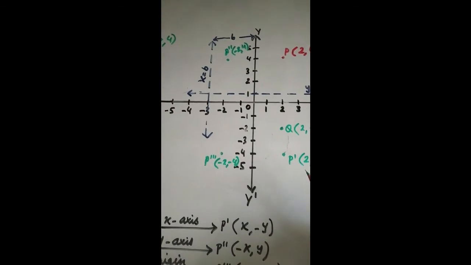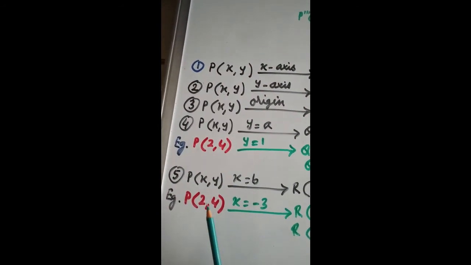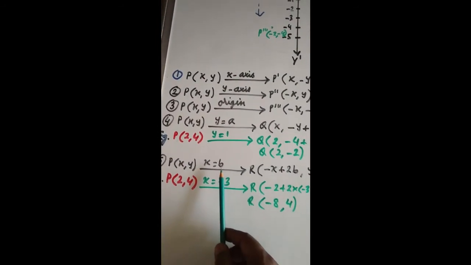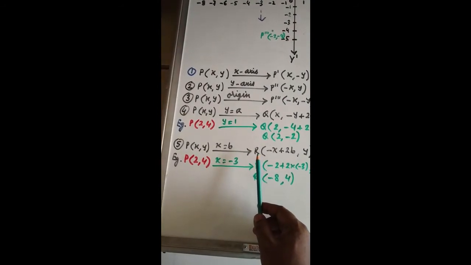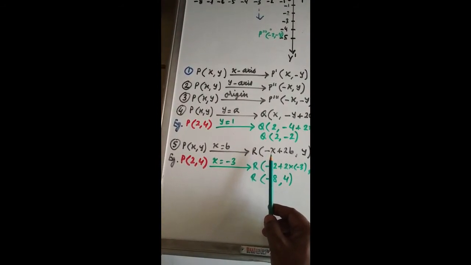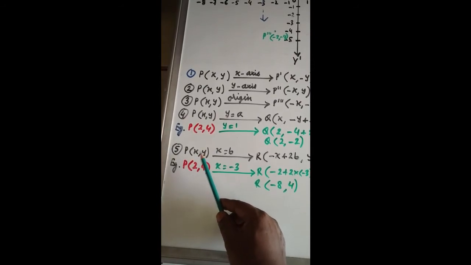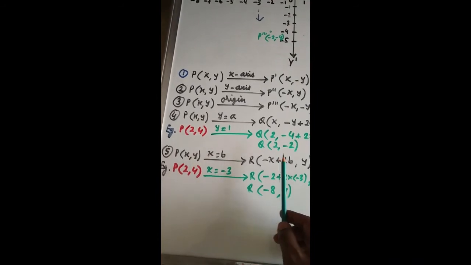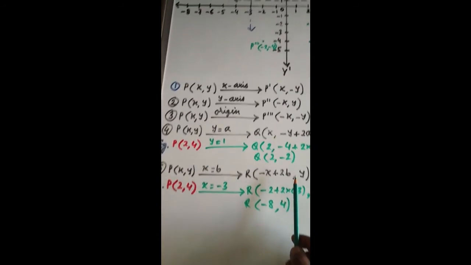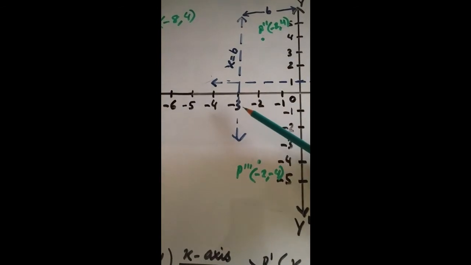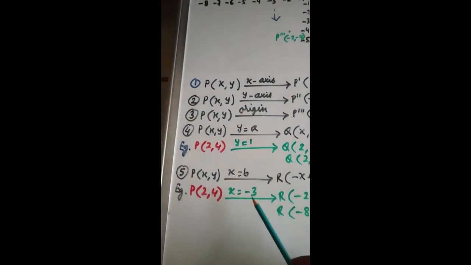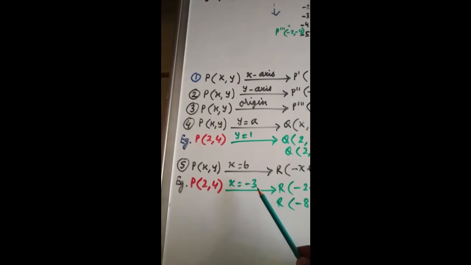Now how do we get that? So we have a formula for that. P(x, y) when reflected on the line x equals b will give you the point R, where -x, that is minus of this x, plus twice b, whatever value b will be here, and y will remain the same. So over here, if you see, this line is passing through -3. So the equation of this line will be x equals -3. So the b value is -3.